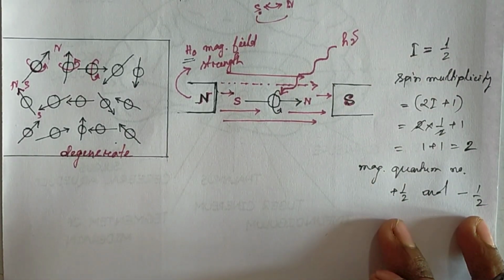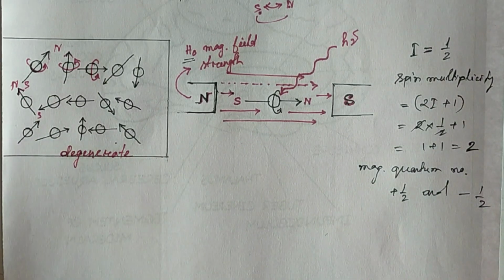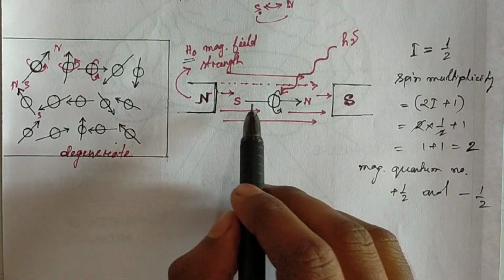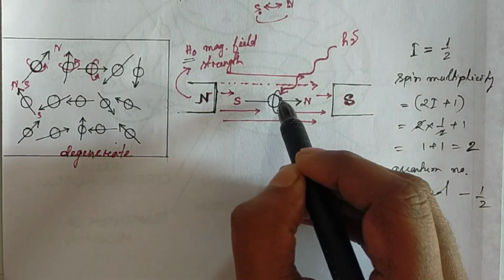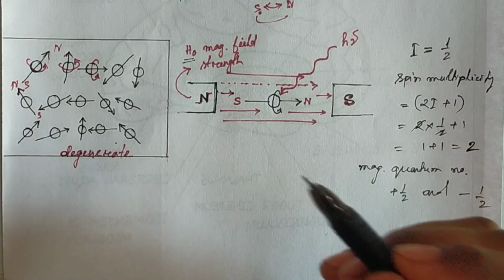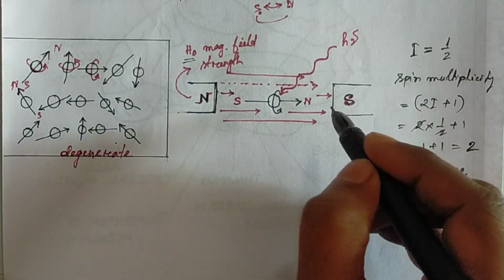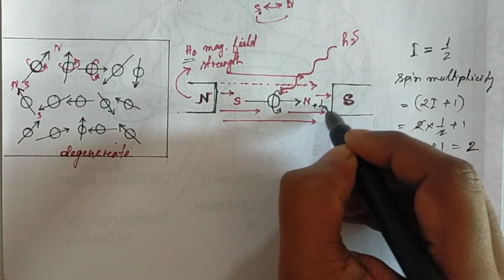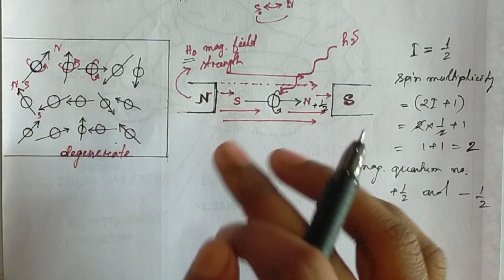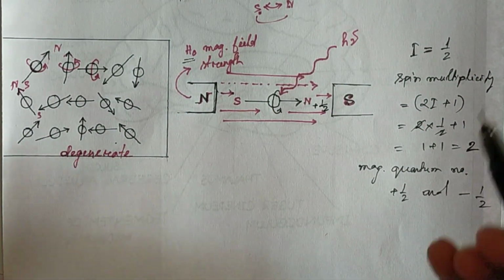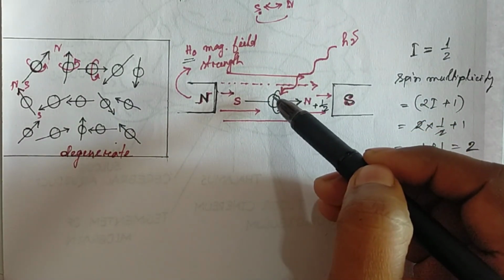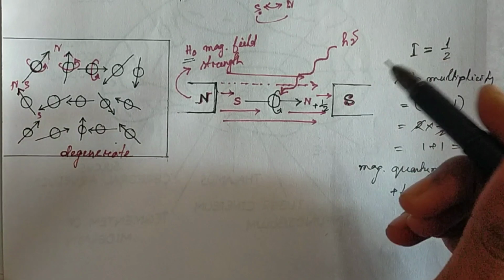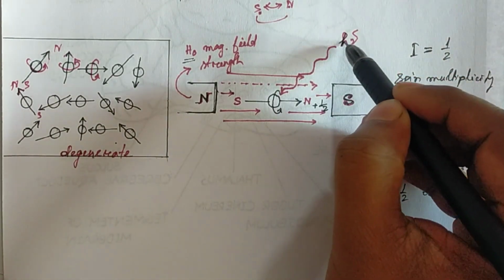Okay, these are two possible orientations with which a nucleus can orient itself. This is one of the orientations. As it has low energy, we will represent this low energy as +1/2. Next, we will supply energy in terms of light, which is denoted by h nu.